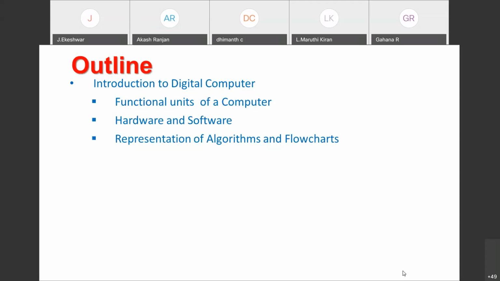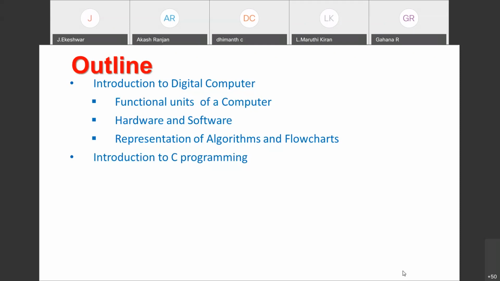So what do you mean by an algorithm? What actually mean by a flowchart? So what are the notations and the symbols you can use to write the algorithm and flowchart? We are going to discuss with example. Okay. After completing these topics with respect to the introduction to digital computer, we'll be looking into C programming aspects after these topics.